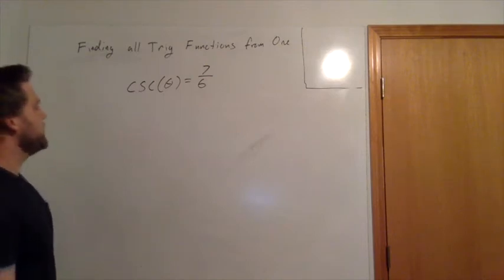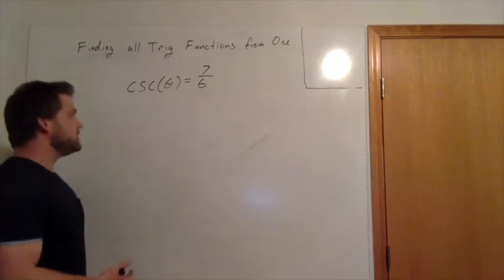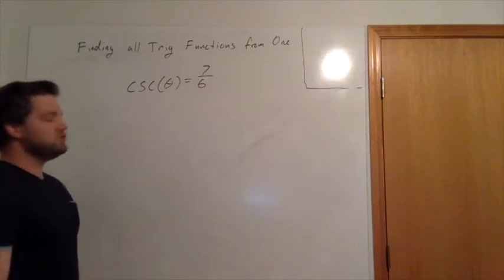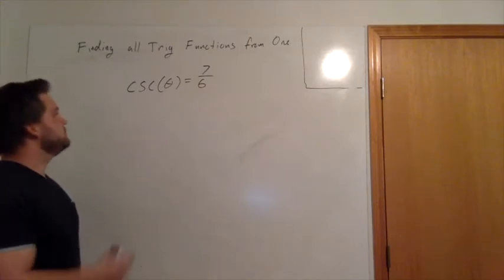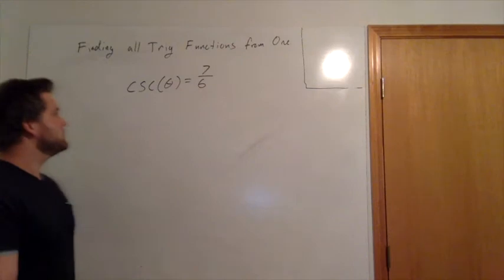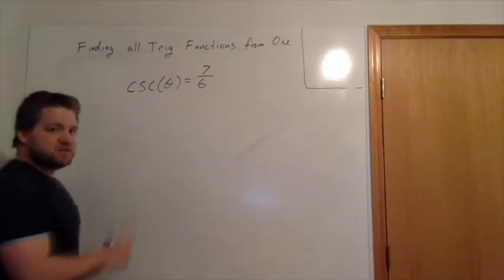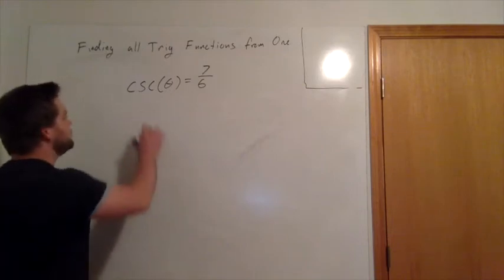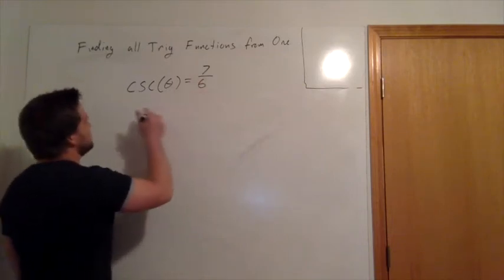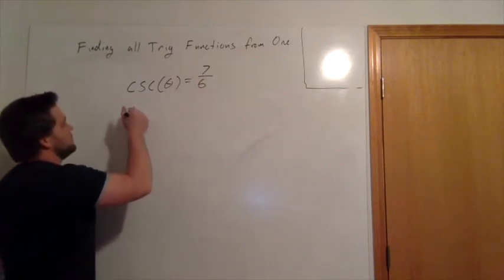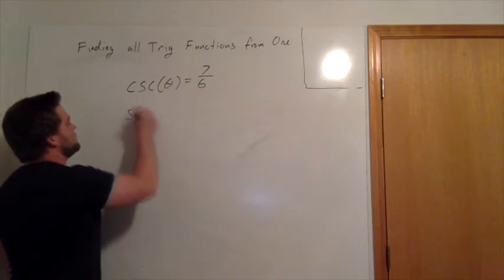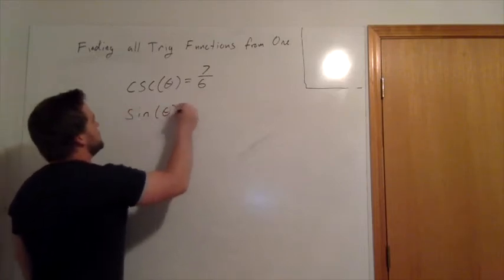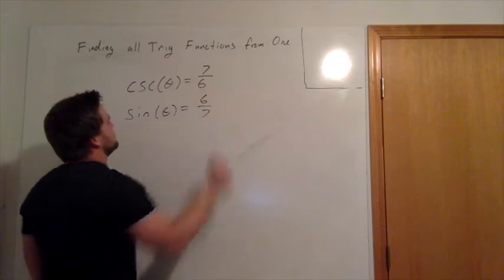Now, generally I don't like working with secant, cosecant, and cotangent, so what I'll usually try to do is write this in terms of sine. So remember that cosecant and sine are actually reciprocals of one another. So if cosecant of theta is 7/6, and cosecant and sine are reciprocals of one another, this must mean that sine of theta is equal to 6/7.